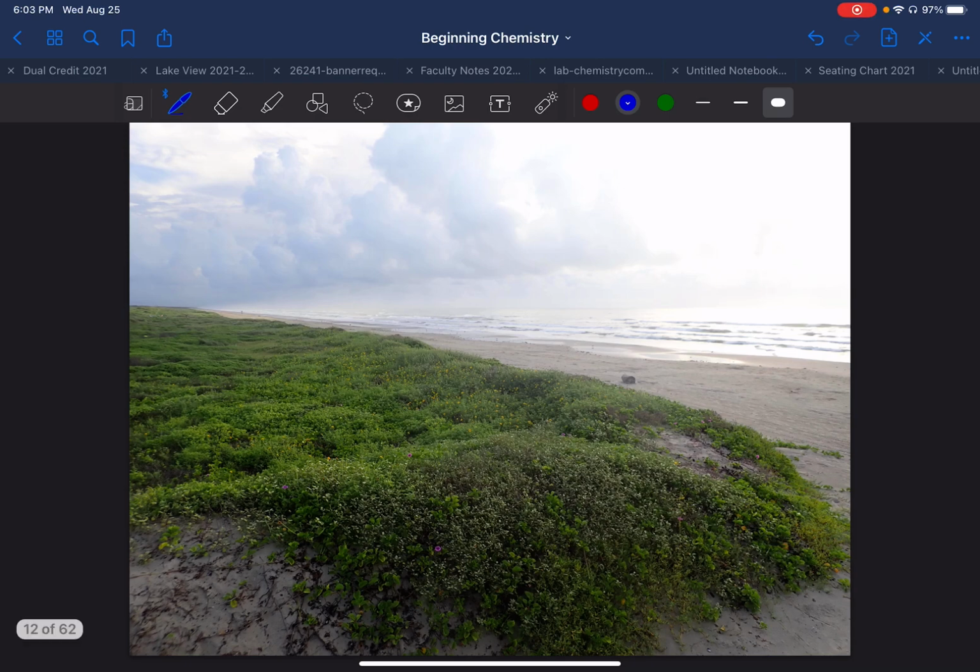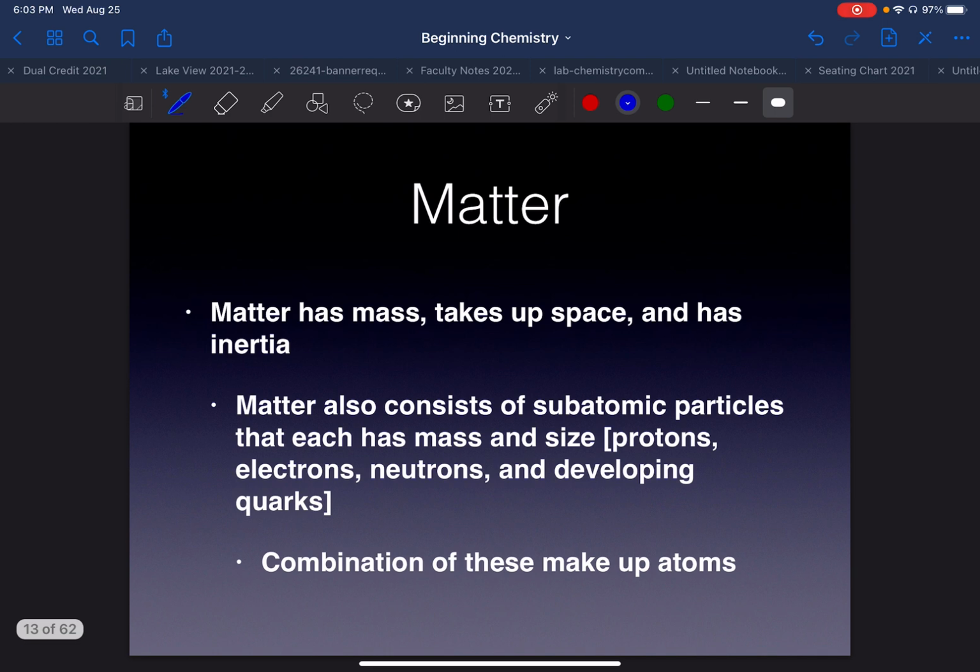Okay, so we'll start here. We talked earlier that matter has mass, takes up space, and the final thing is it has inertia. So this is a newer part of it. Just putting a little physics in there.